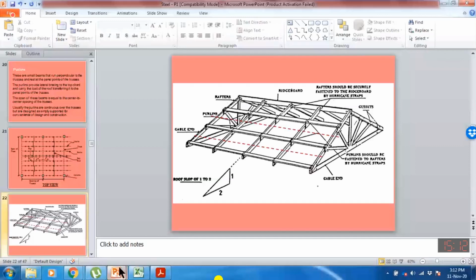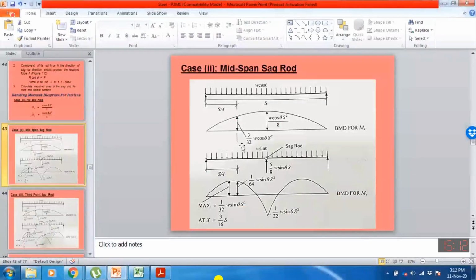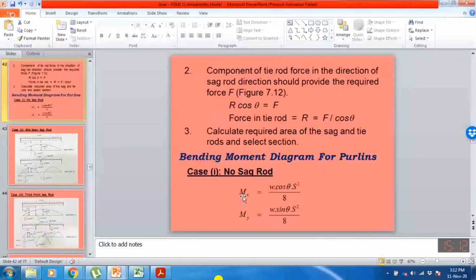So in that case, you need to consider this chart. Without a sag rod, Mx will be equal to omega cos theta S square by 8, and omega sine theta S square by 8. What is S? S is the length of the purlin, which is equal to the spacing. So what is w cos theta? Actually, w cos theta is the vertical component of the applied load.